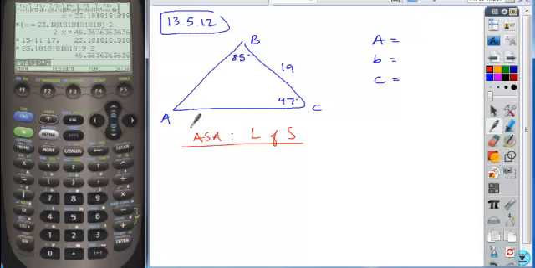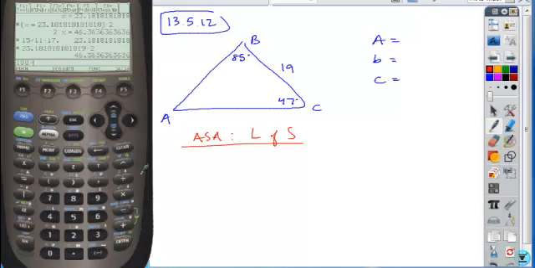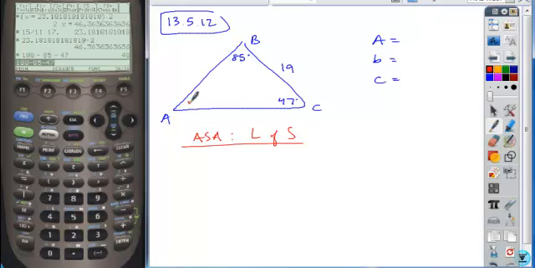When we have two angles, the easiest thing to find first is the other angle, right? So if we take the triangle sum, 180, subtract the two given angles, 85 and 47, we get our remaining angle to be 48 degrees. So that's the first thing you should find. Once you find that, it gives you your known ratio.